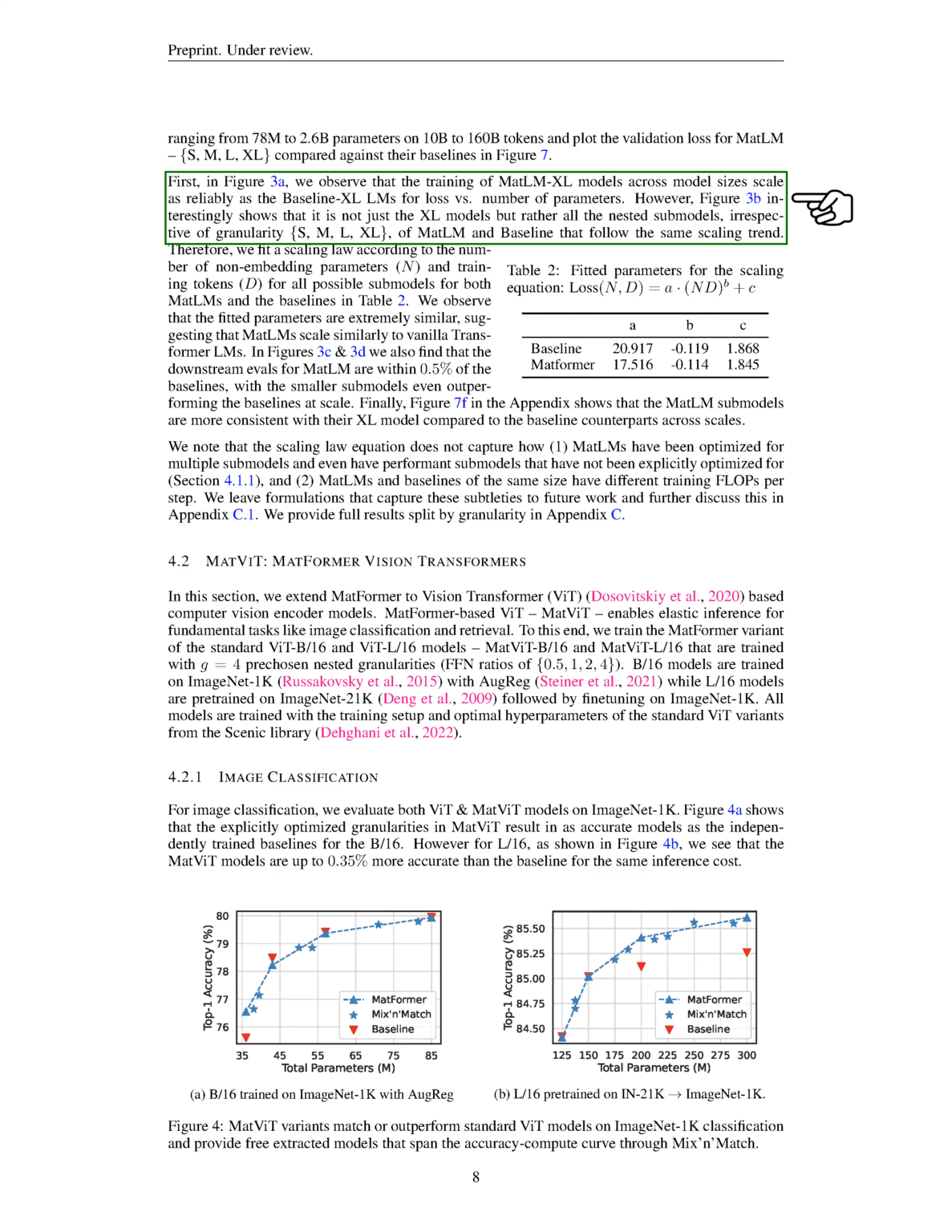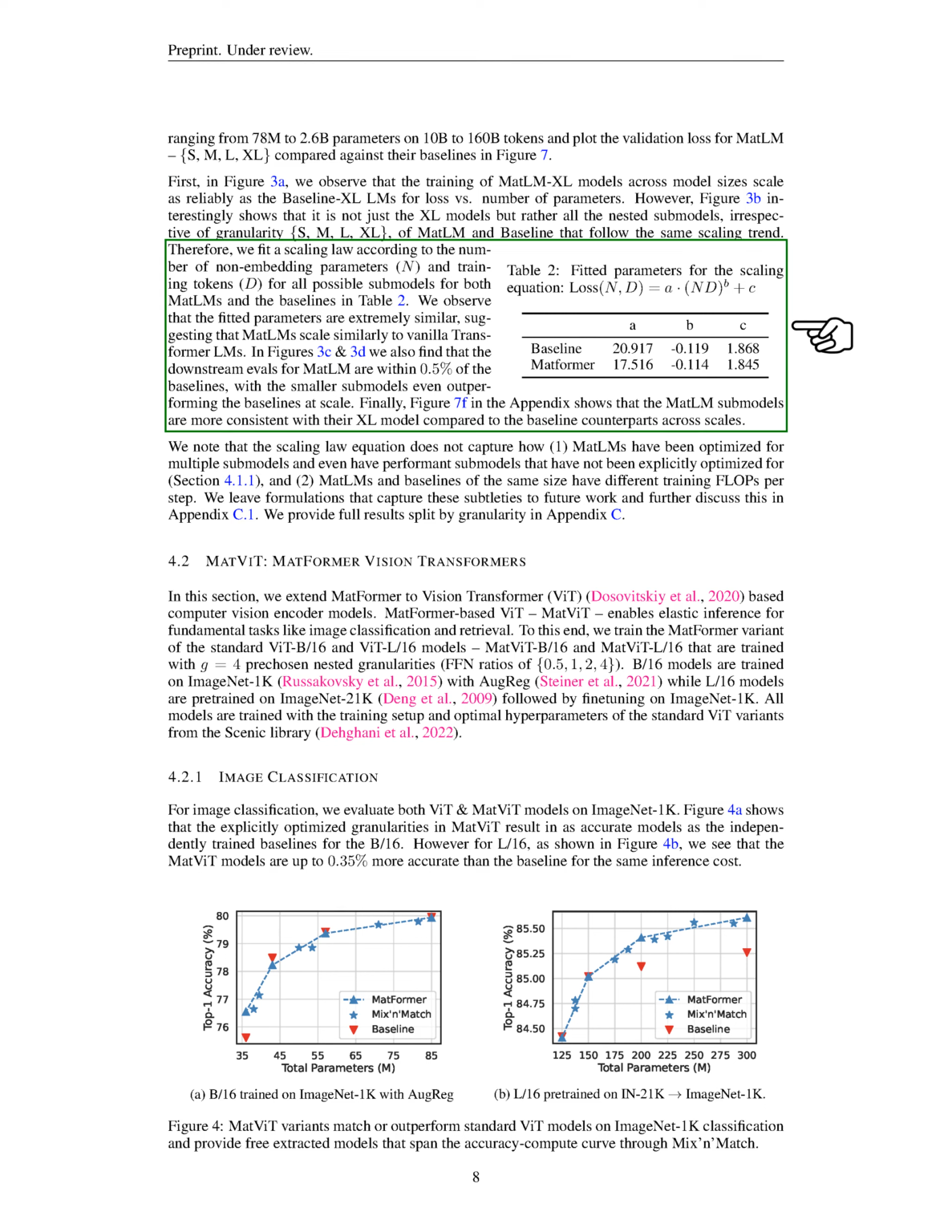We found that the training of our largest MatLM models scaled as reliably as the largest standard models when we compared the loss against the number of parameters. Interestingly, this wasn't just true for the largest models, but for all the submodels, regardless of their size. This led us to conclude that MatLMs scale similarly to standard transformer models. We also found that the performance of MatLMs on downstream tasks was within 0.5% of the standard models, with the smaller submodels even outperforming the standard models at scale.